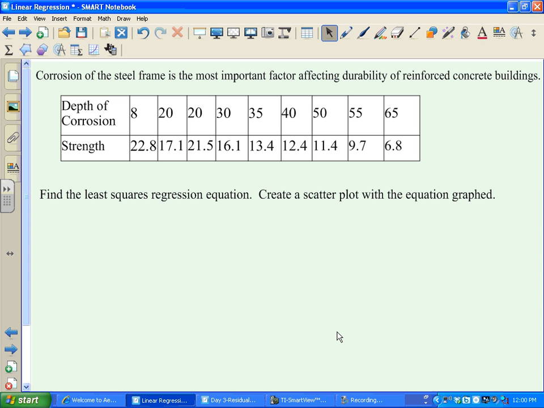How about negative 0.968? That's what I got for R value. It's a strong negative linear relationship. It's a strong R value. That's good. So this suggests this is a good linear model.